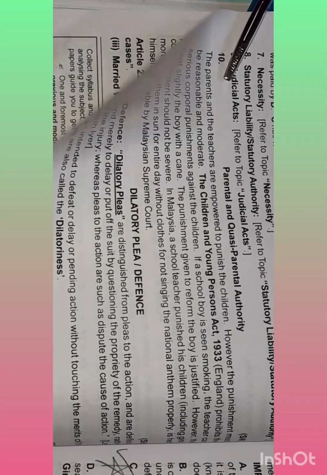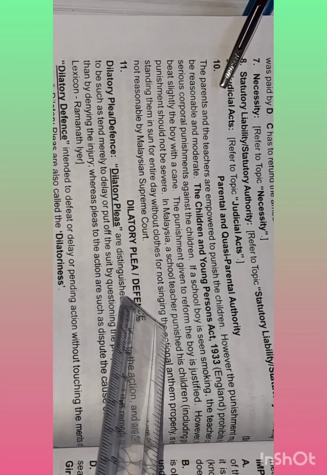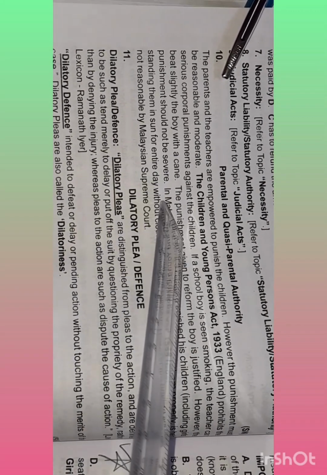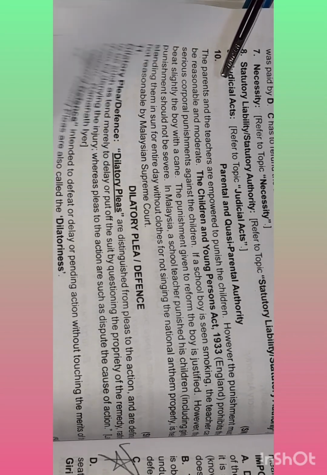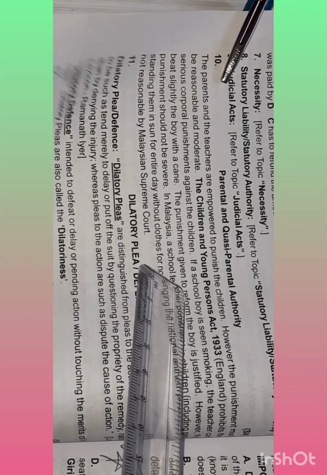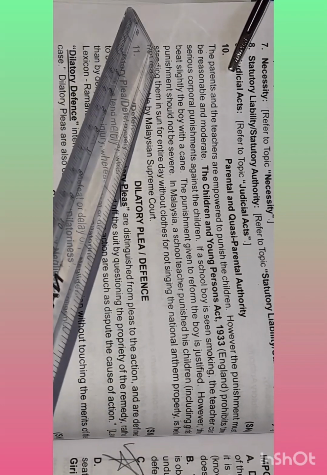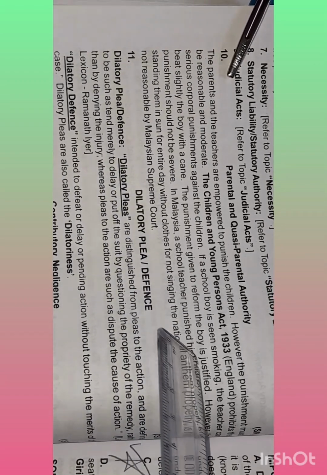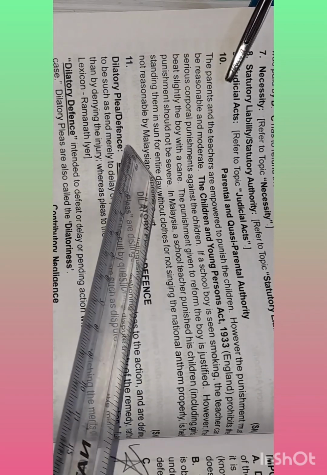Here, parental and quasi-parental authority. The parents and teachers are empowered to punish their children. However, the punishment must be reasonable and moderate. The Children and Young Persons Act 1933, England, prohibits serious corporal punishments against children. If a schoolboy is caught smoking, the teacher can strictly beat the boy with a cane. The punishment given to reform the boy is justifiable. However, the punishment should not be severe.